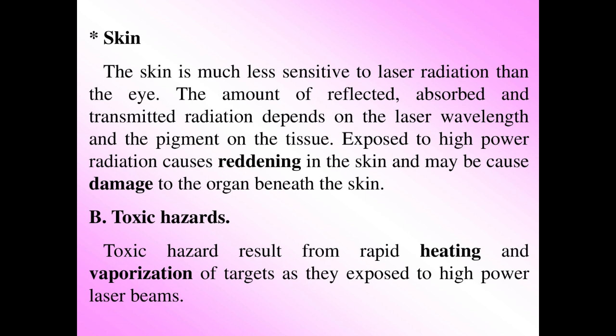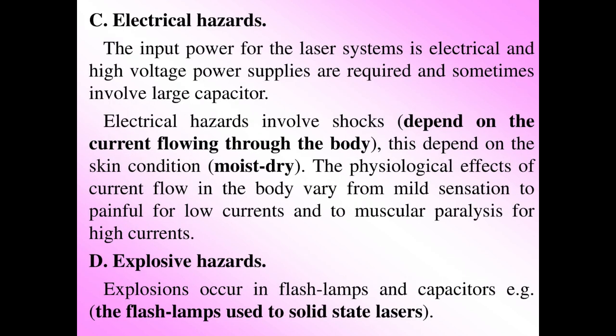B. Toxic hazards. Toxic hazards result from rapid heating and vaporization of targets as they are exposed to high-power laser beams. C. Electrical hazards. The input power for the laser systems is electrical and high-voltage power supplies are required and sometimes involve large capacitors. Electrical hazards involve shocks that depend on the current flowing through the body. This depends on the skin condition, moist or dry. The physiological effects of current flow in the body vary from mild sensation to painful for low currents and to muscular paralysis for high currents. D. Explosive hazards. Explosions occur in flash lamps and capacitors, for example the flash lamps used for solid-state lasers.